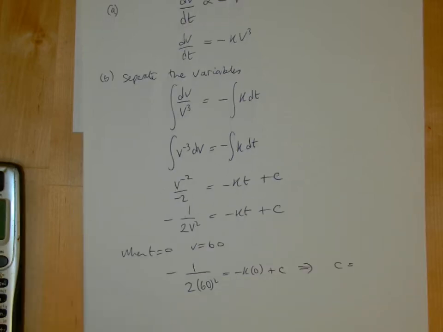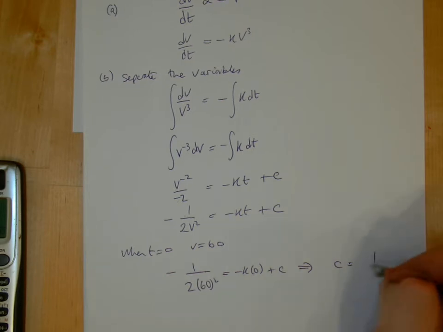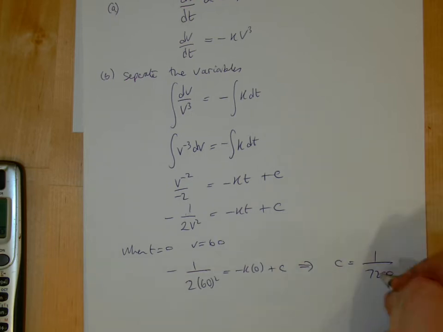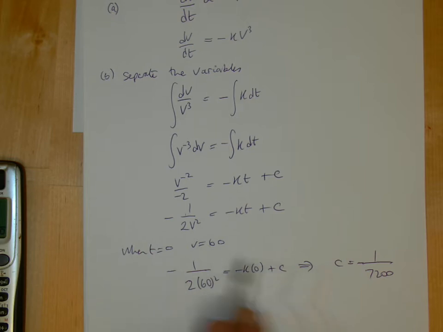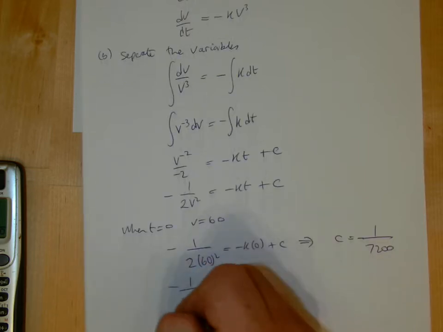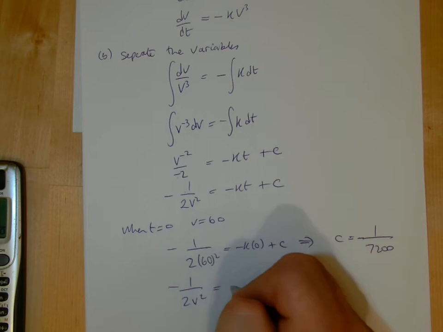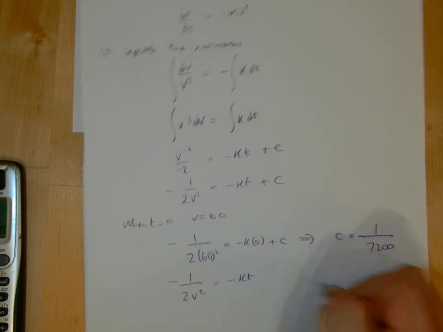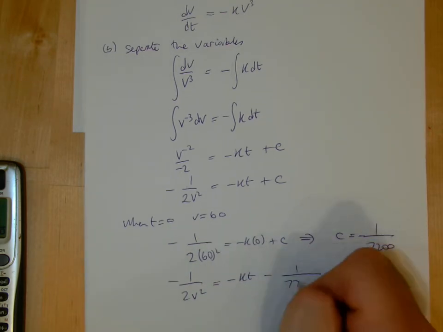So just checking my calculator what it is. 1 over 2 times 60 squared. Okay, and I got 1 over 7,200. So that's what c is. It's minus as well, of course. Let me not forget, because c equals minus all of that. So put it in. I've got minus 1 over 2V squared equals minus kt minus 1 over 7,200.